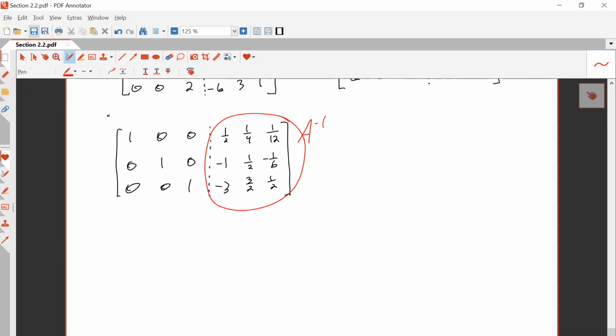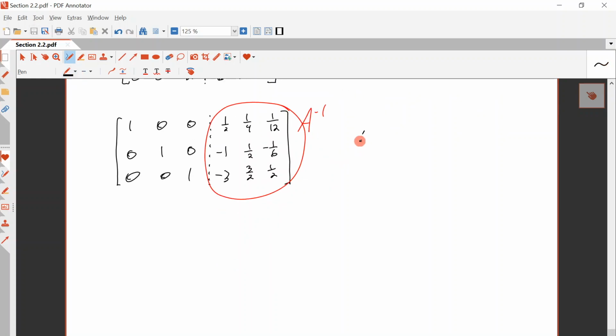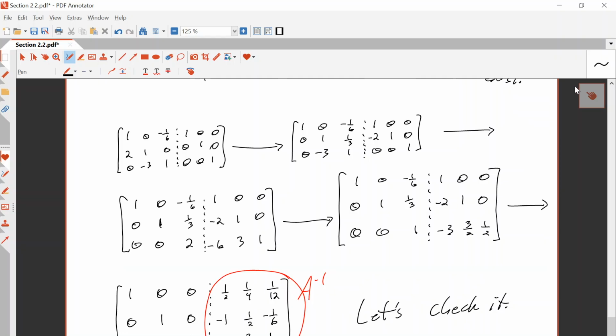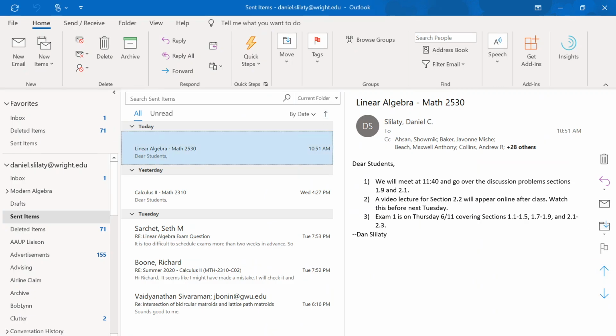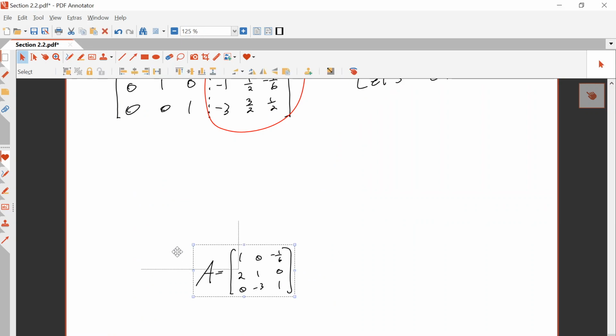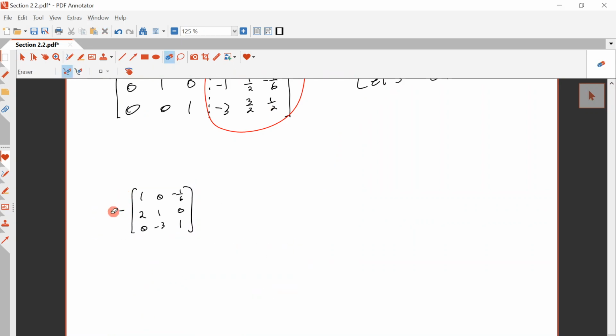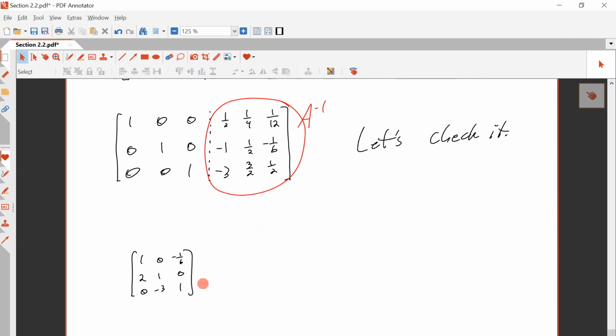Okay, let's check. So what was A? Again, A, oops. There was A right there. And this matrix is 1/2, 1/4, 1/12, -1, 1/2, -1/6, -3, 3/2, 1/2.